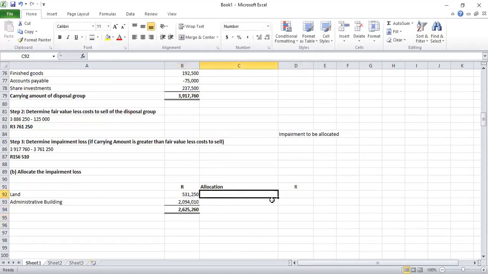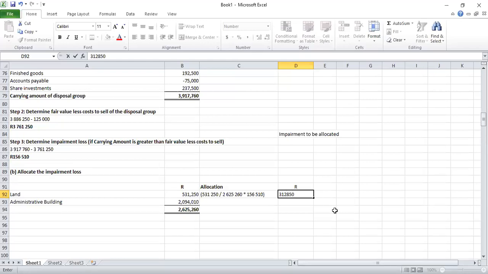To allocate, we're going to say for the land, it's 531,250 divided by 2,625,260, multiplied by the impairment loss, which we determined as 156,510. What do we get? It's 312,850. Are you sure? That seems too big. Let me do it again.